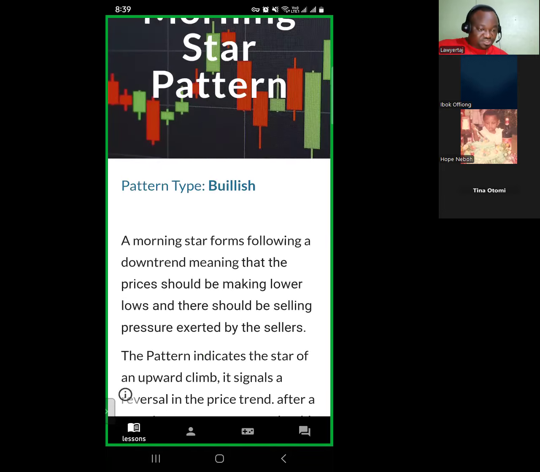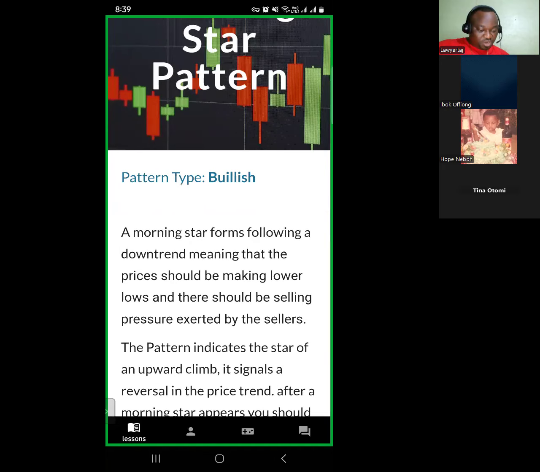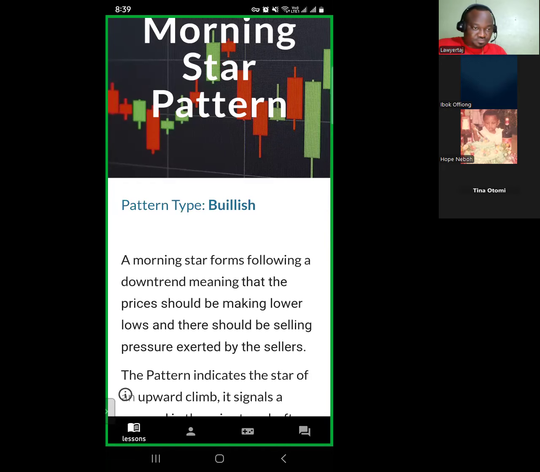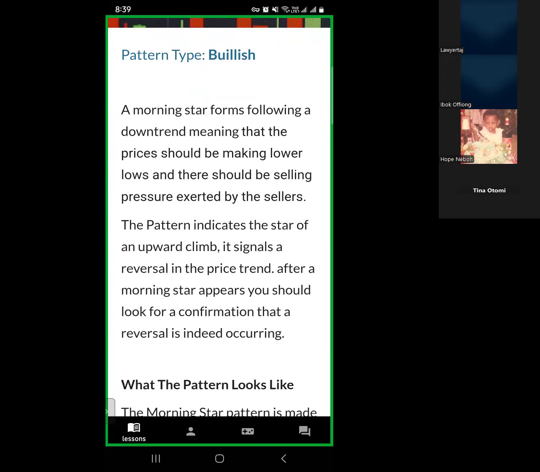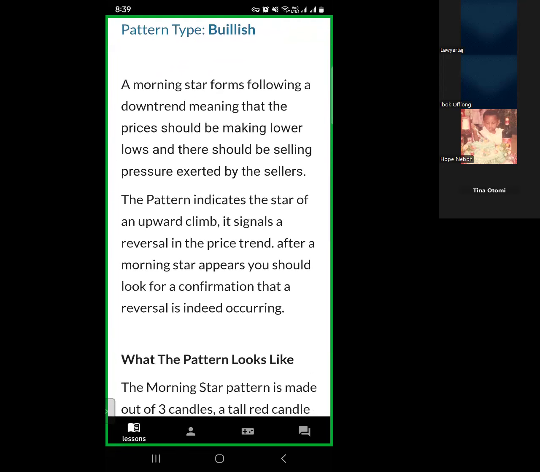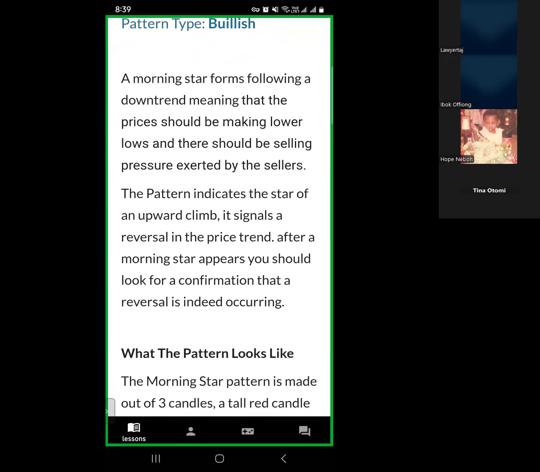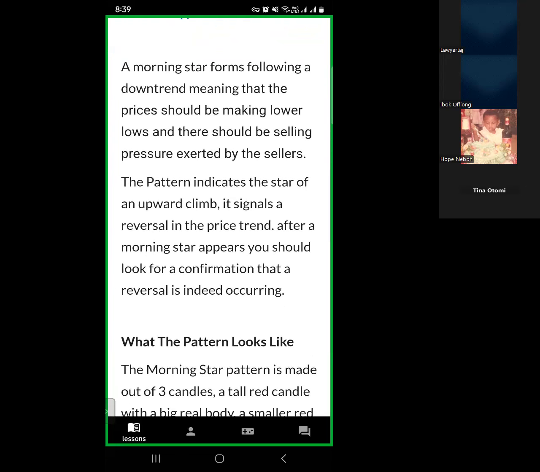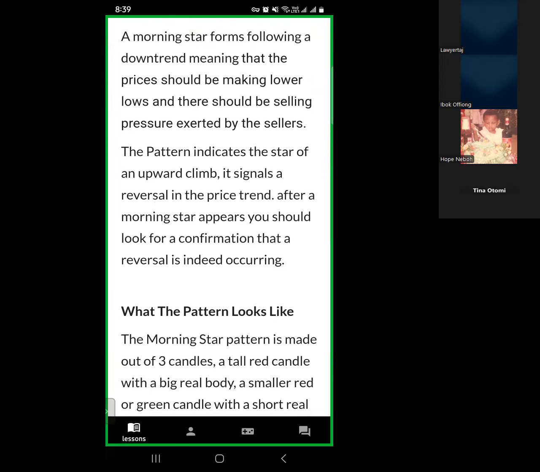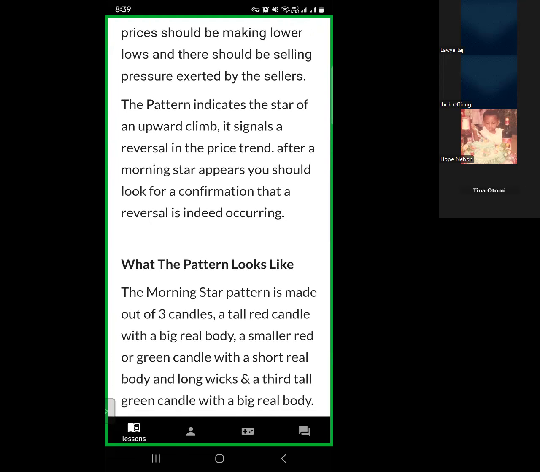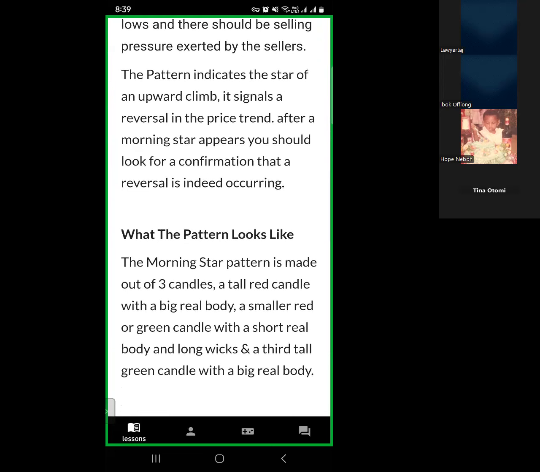And this is Morningstar. So Morningstar forms following a downtrend, meaning that the prices should be making lower lows and there should be selling pressure exerted by the sellers. The pattern indicates the start of an upward climb. It signals a reverse in the price trend. After a morning star appears, you should look for a confirmation that a reversal is indeed occurring. A confirmation is the second candle, and it should be green.